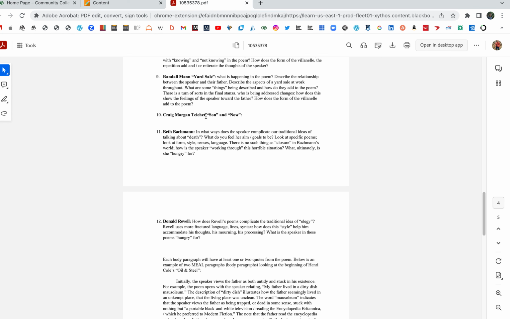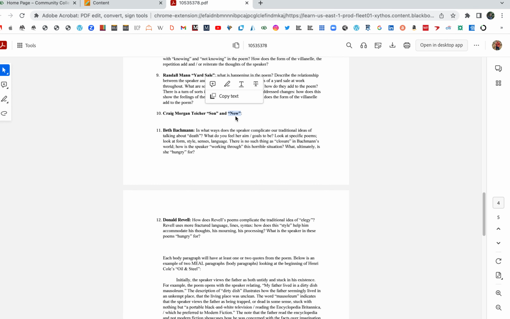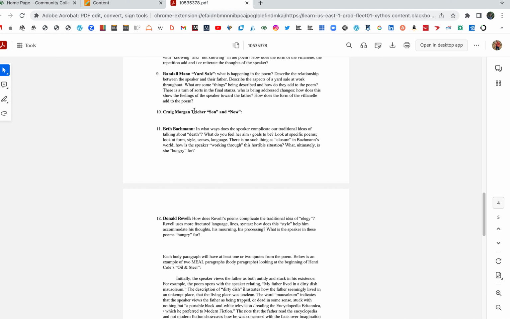Craig Morgan Tischer's Son and Now. These are both sonnets, and I'm going to have a video that talks through these. What does the speaker want in Son? Obviously, the speaker in Son is a son talking about and thinking of their father. The speaker in Now is a father who seemingly is walking on the beach with his daughter, and all at once he blinks and she grows up. If anyone has kids, they can relate to that. I don't have kids, but if you have kids, in the blink of an eye, your kid grows up. So what are they reflecting upon doing in those poems?